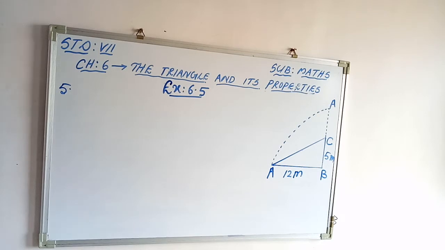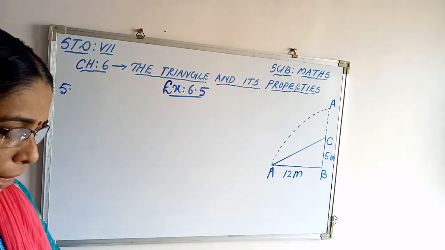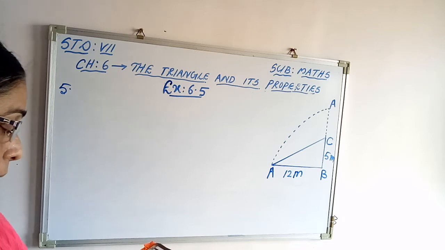A tree is broken at a height of 5 meters from the ground and its top touches the ground at a distance of 12 meters from the base of the tree. Find the original height of the tree. See the figure that I have drawn here. It will be clear to you. I will explain that. So what is given? A tree is broken at a height of 5 meters from the ground.